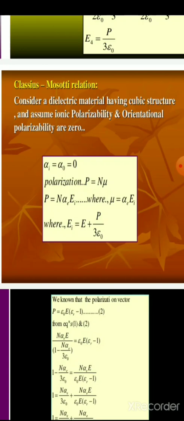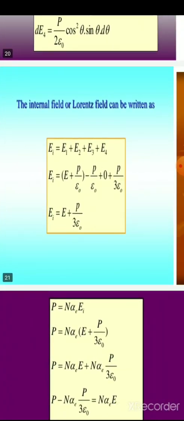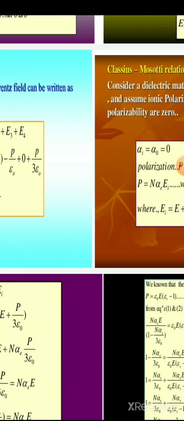Polarization means P equals N into mu, the polarization of atoms. P equals N into alpha e into EI, where mu equals alpha e into EI. Alpha e is the electronic polarizability. Here only ionic and orientation are 0, so we are taking electronic. For mu equals alpha e into EI, where EI equals E plus P by 3 epsilon naught, as derived before in the internal field or Lorentz field.